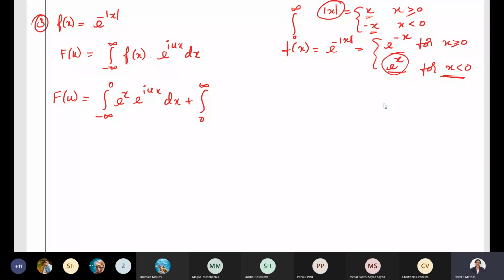Now if x lies between 0 to infinity, that is for all the values of x greater than or equal to 0, the function value is e power minus x. So f of x is e power minus x, e power iux dx. I hope this is clear. Anybody has any doubt in this, please ask.